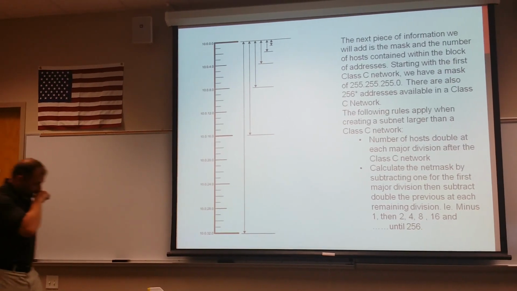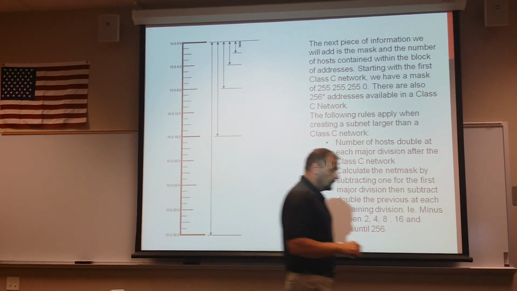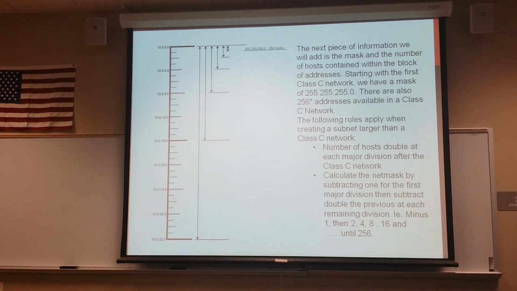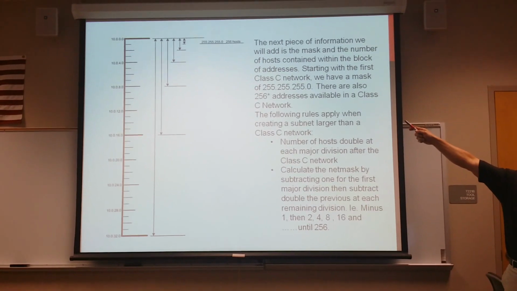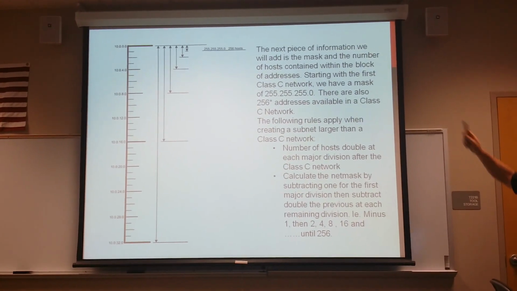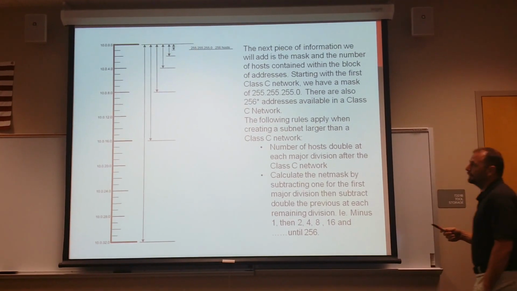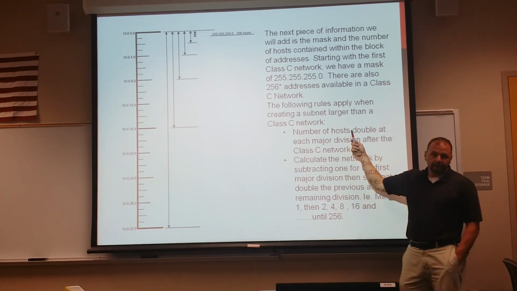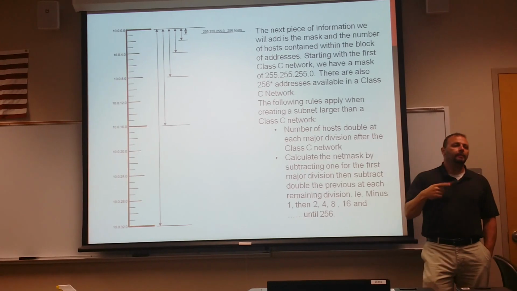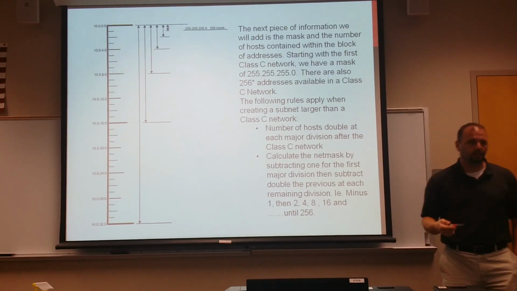And what that does is allow us to see how many hosts we have. So we know we have 256 hosts in a Class C network. So we have our network mask, and we have our hosts. Now, how do we populate the rest of the information? And this is when you're going larger than a Class C network. Later on we'll talk about what happens if you're going smaller than a Class C network.